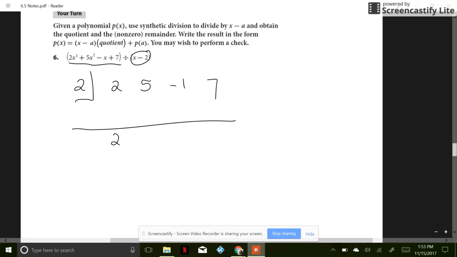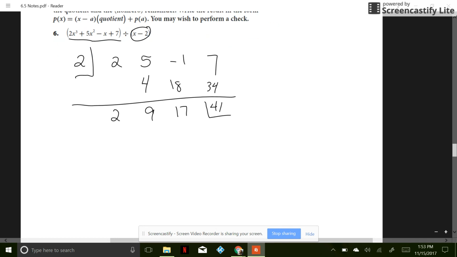Now we multiply. 2 times 2 is 4. Add the terms. 5 plus 4 is 9. Multiply. 9 times 2 is 18. Then we add. Negative 1 plus 18 is 17. Now we take 2 times 17, which is 34. Adding 7 plus 34 is 41.